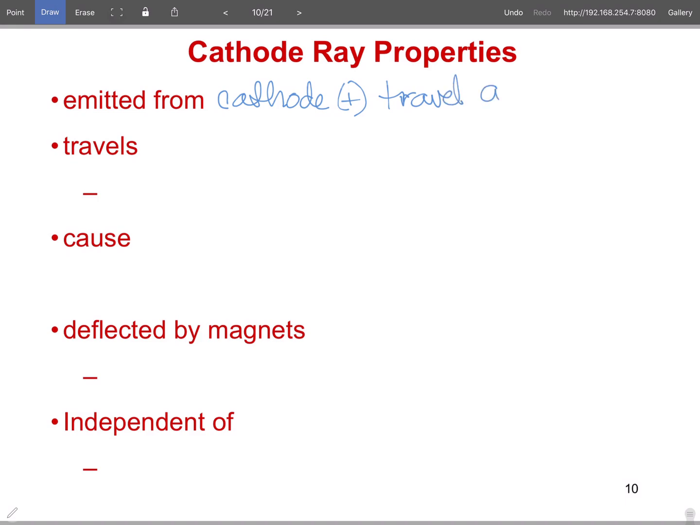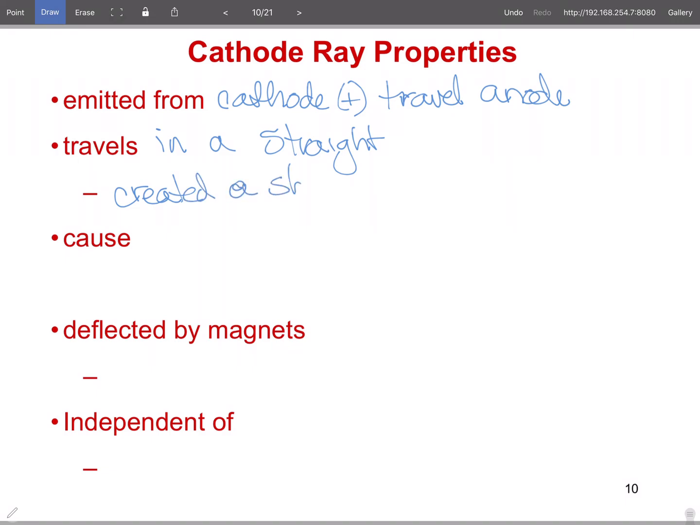So they're going through the tube. They travel in a straight line. And they knew this because they put an object in the pathway so it created a shadow. So they were able to see that whatever they were, these particles were creating a shadow. Now, they cause either the metal or the glass, whichever they're in, to heat up.